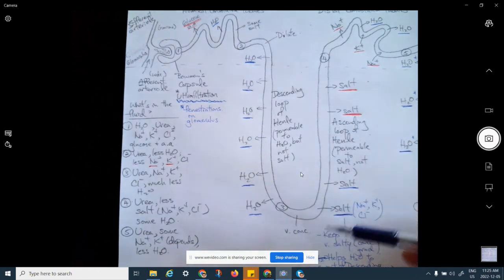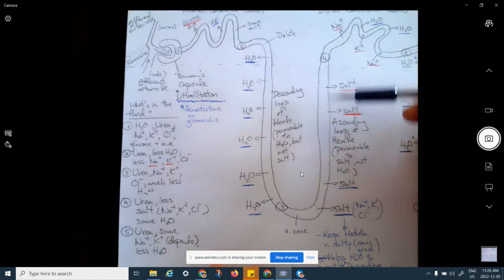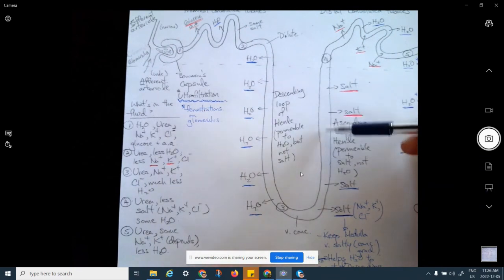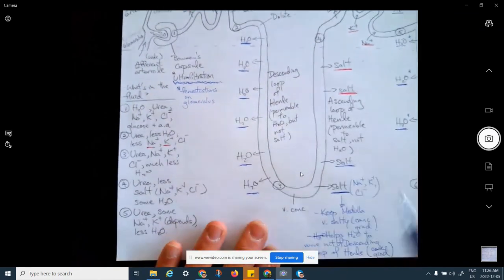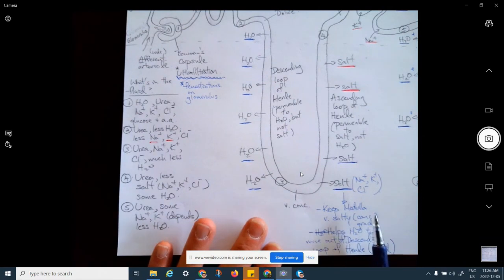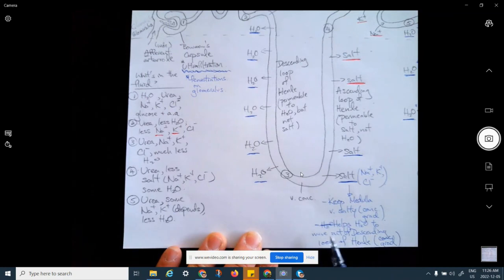So on the bottom part of the ascending loop of Henle, while the filtrate is very salty, the salt will come out by passive transport. And at the top part of the ascending loop of Henle, by then the filtrate is not that salty anymore. Salt will have to be actively pumped out. This process of salt leaving is to keep the medulla very salty and maintain that concentration gradient. That concentration gradient in the medulla is important because water needs it to come out of the descending loop of Henle.